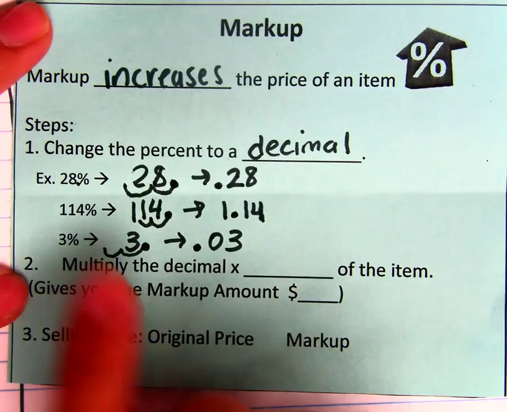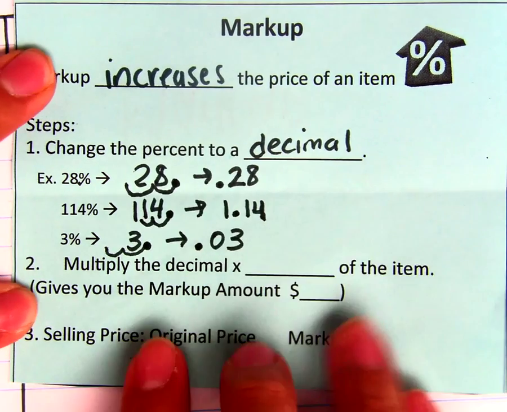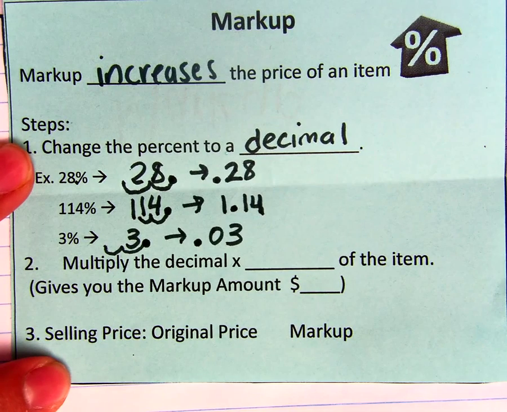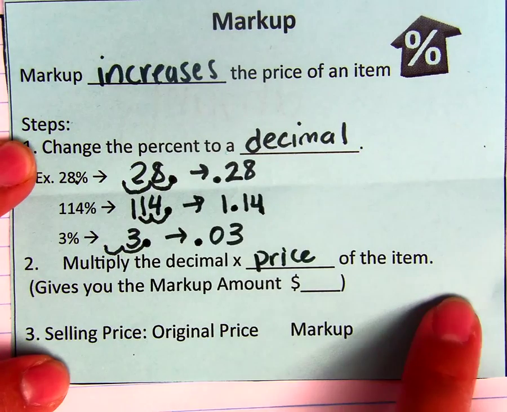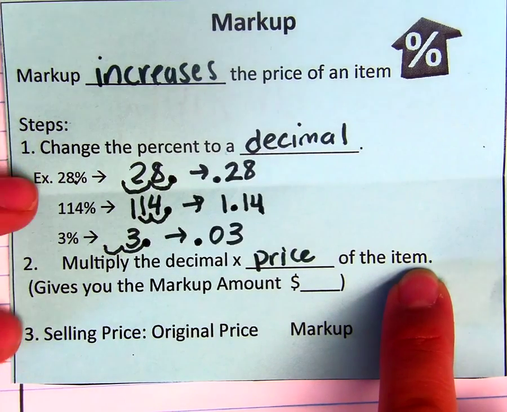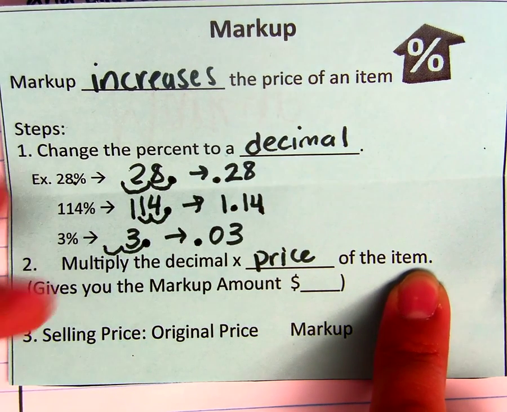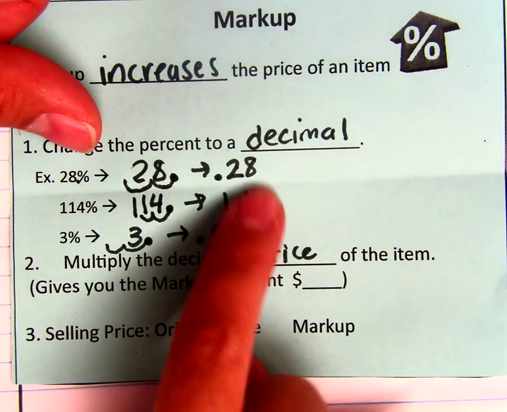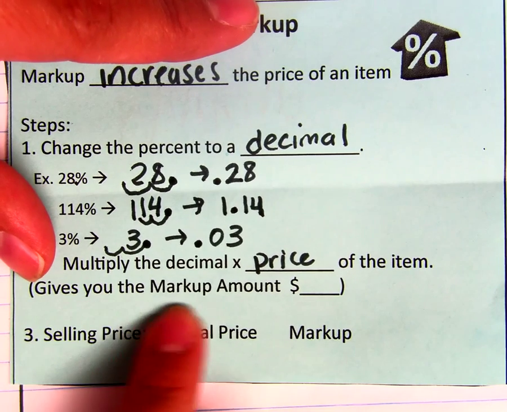Okay, so again, your first step, we change the percent to a decimal. Step 2, multiply the decimal times the price of the item. The item is whatever we're buying, like soccer shoes, a computer, a game, right? So we're going to multiply the decimal that we found by the price of the item. It's going to give you the markup amount.